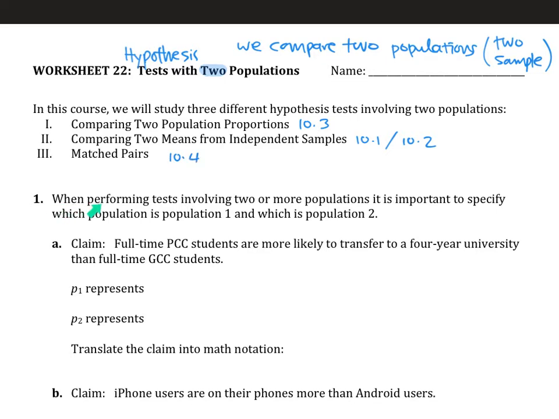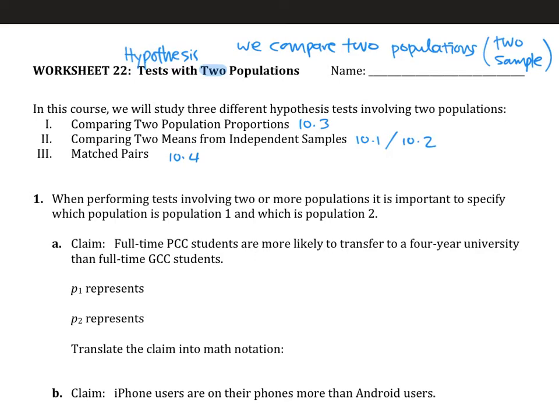So when performing tests involving two or more populations, because now we have two different populations or two different groups, it is important to specify which population is population 1 and which population is population 2. Before, we only had one population, so we could just call the mean mu. There was only one population, so there was a mean of the population. But now we're going to have two different groups. So when we talk about mean, are we talking about the mean of the first group, or the mean of the second group? So we need to label that differently.